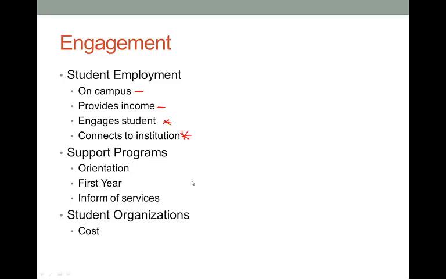And then the other thing is considering the cost of student organizations. Because with high costs of student organizations, we're actually excluding individuals that may benefit very much from some of these organizations. So these are just three different ways that we can consider engagement for first generation and low income students.